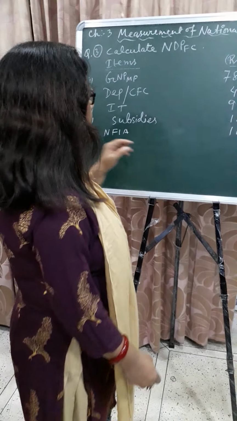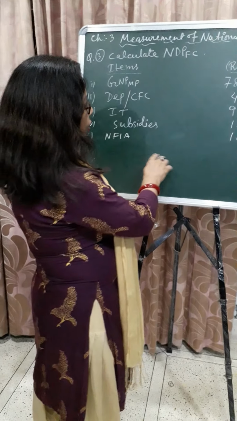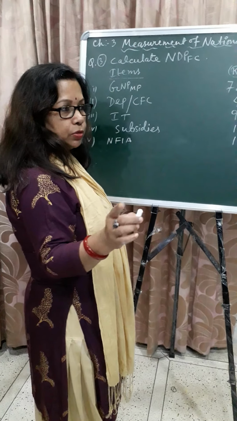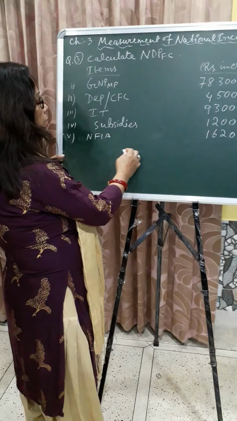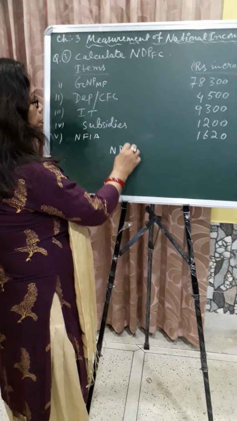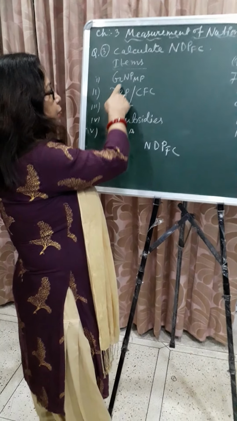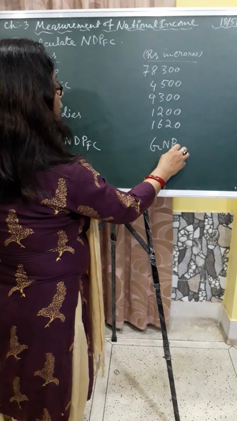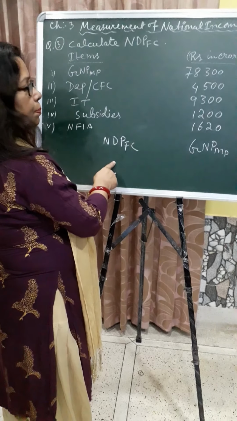So you write NDPFC on the left side. First you make the structure, then with the help of this structure you calculate. It will be easier for you to calculate the answer. So first write NDPFC on the left side. Now from this information we have GNPMP, so write GNPMP here. Now we have to convert GNPMP to NDPFC.